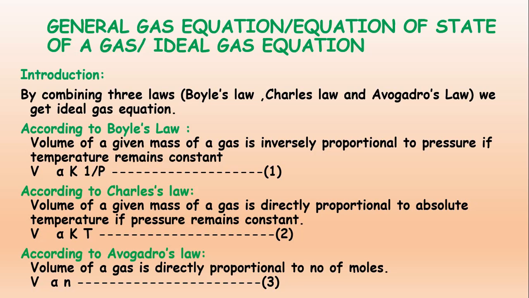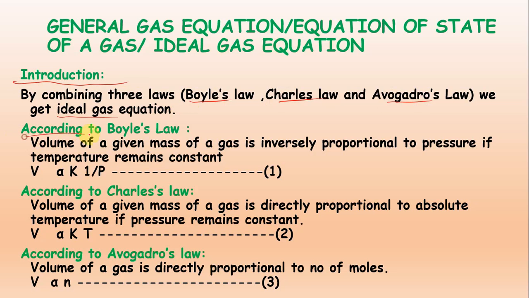Today we will discuss another topic related to chapter number 2, that is states of matter. The topic which we will discuss will be the general gas equation, or the equation of the state of gas, or the ideal gas equation. These are the three names related to this topic. So, introduction: by combining these three laws which we have already discussed, Boyle's law, Charles' law and Avogadro's law, we get an equation, and that will be the ideal gas equation.